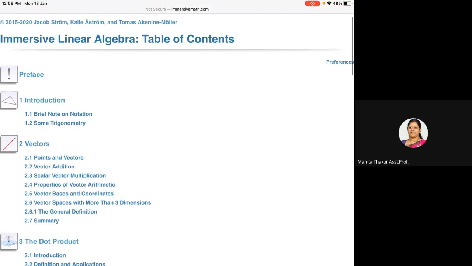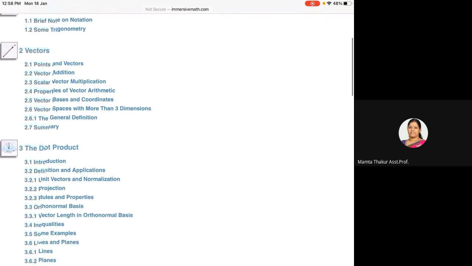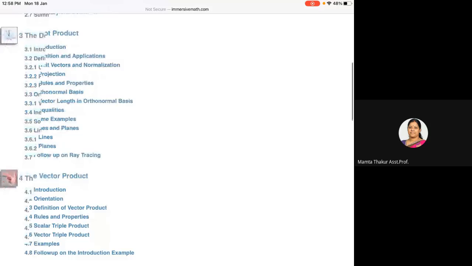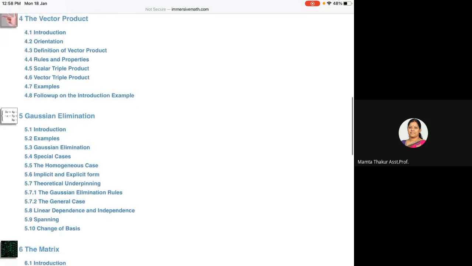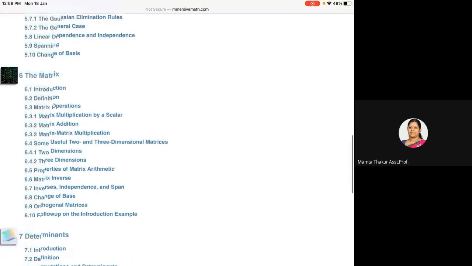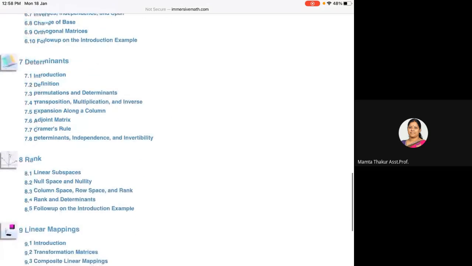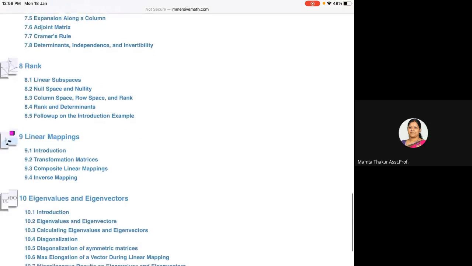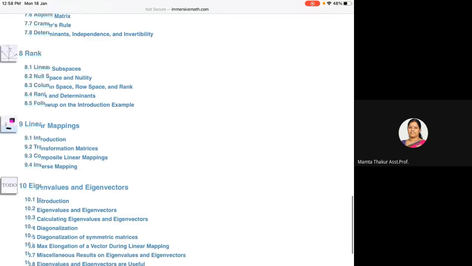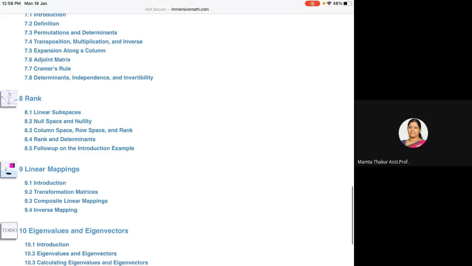This is developed by three people, Strom, Astrom, and Moeller. These are the three people who have developed this particular content, which has lots of illustrations. Starting from vectors, dot product, vector product, Gaussian elimination, matrix, determinants, rank, linear mappings, eigenvalues, and eigenvectors. So with these chapters, these things come to an end. Linear mappings are nothing but mappings between two vector spaces which enjoy that linearity.